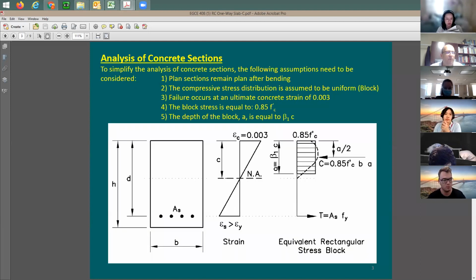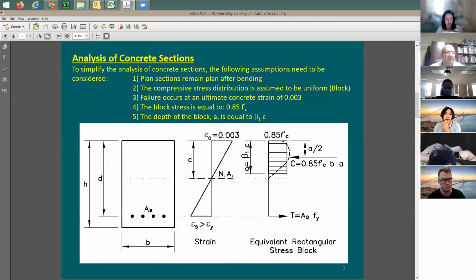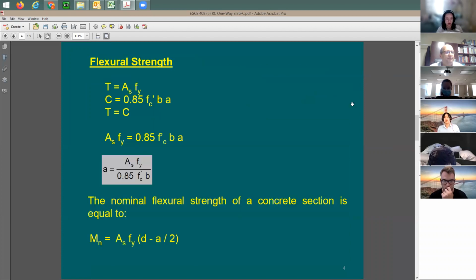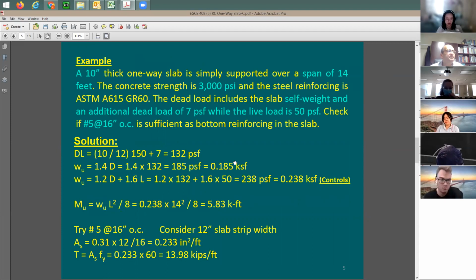We have done this before. We know what this moment arm is. It's going to be the distance from here to there, right? d subtracting a over 2. Once you find out the phi factor, you say phi Mn is going to be equal to the phi factor, hopefully 0.9, multiplied by Mn.